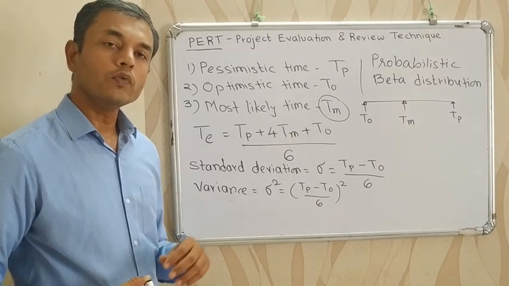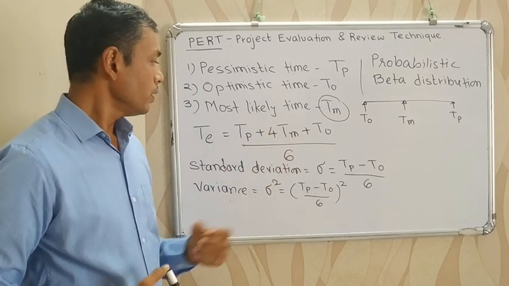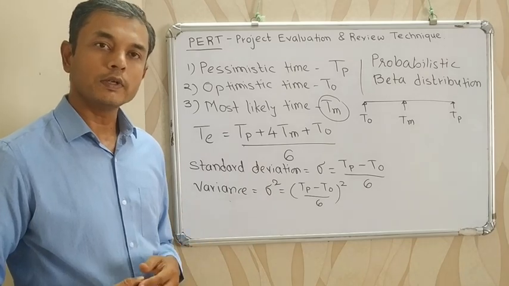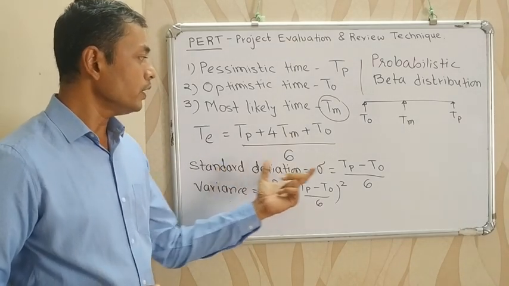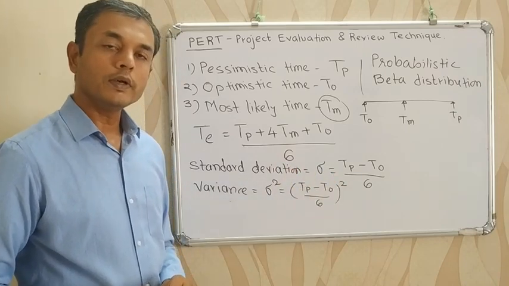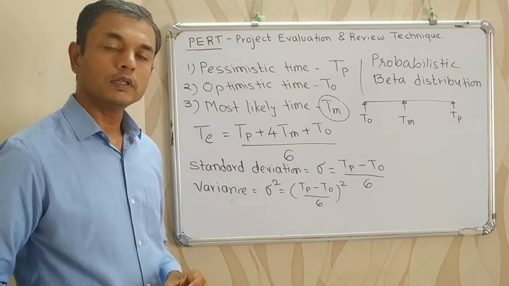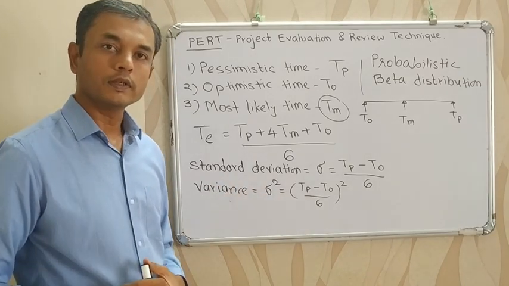Here we give 66% weightage to the most likely time. So maximum weightage is given to most likely time while calculating the time estimates. The standard deviation for the activity is TP minus TO divided by 6, and variance is TP minus TO by 6 square, because variance is a square of standard deviation.